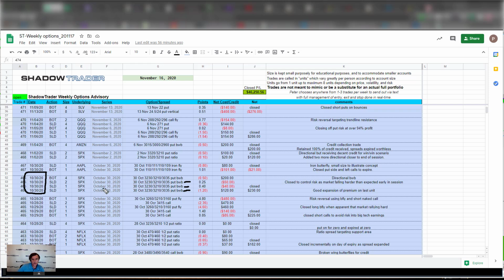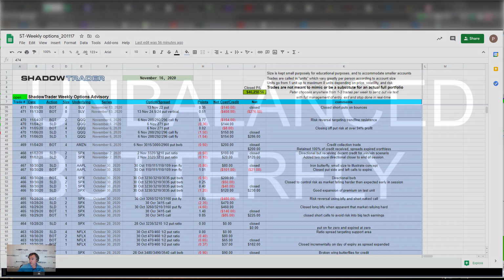But what's fascinating about this, once again, is the expansion on the last unit that we were holding. Is that something was put on for a 50-cent credit, and then it was taken off for a $1.20 credit. So there were actually two credits there, which is pretty incredible.